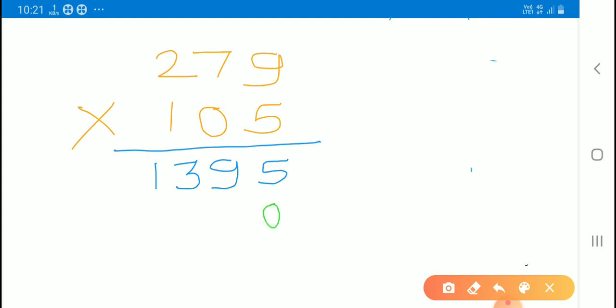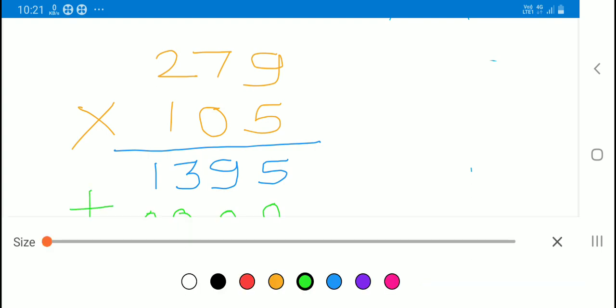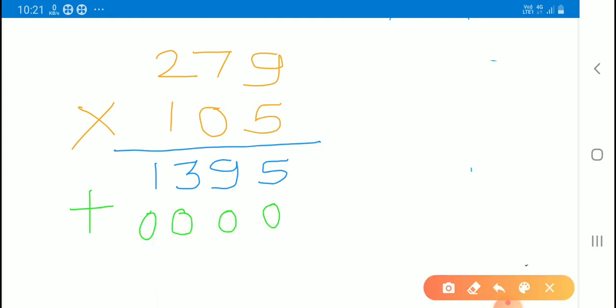Now next number here is 0, but it is in the tens place, so we have to write here 0. Now any number multiplied by 0, your answer will be 0. 9 multiplied by 0, 0. 7 multiplied by 0, 0. And 2 multiplied by 0, 0. We have to add this number. Now we will take the other number, that is 1. Place value of 1 is 100. So we have to write here 2 zeros. Now any number multiplied by 1 means that number remains as it is. So 9 ones are 9, 7 ones are 7, and 2 ones are 2.